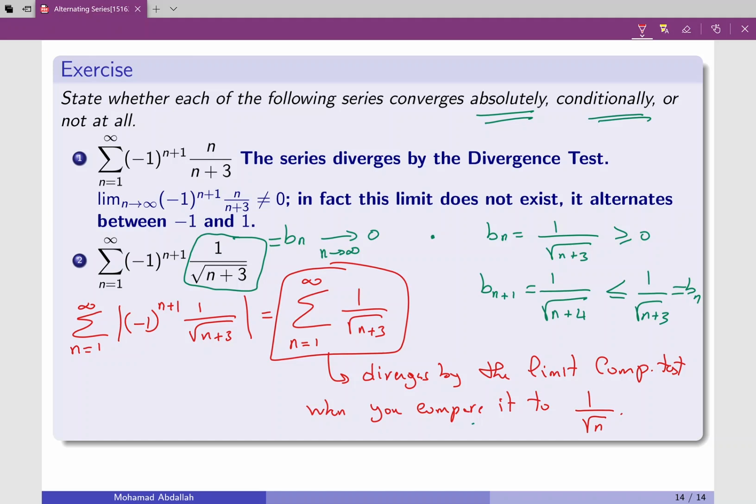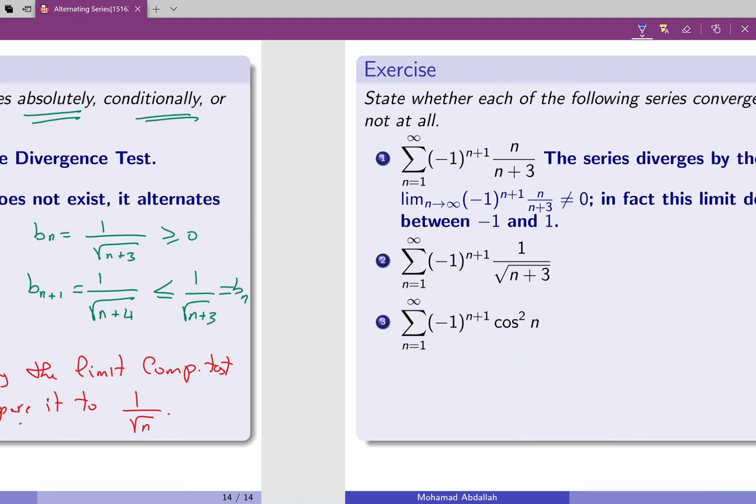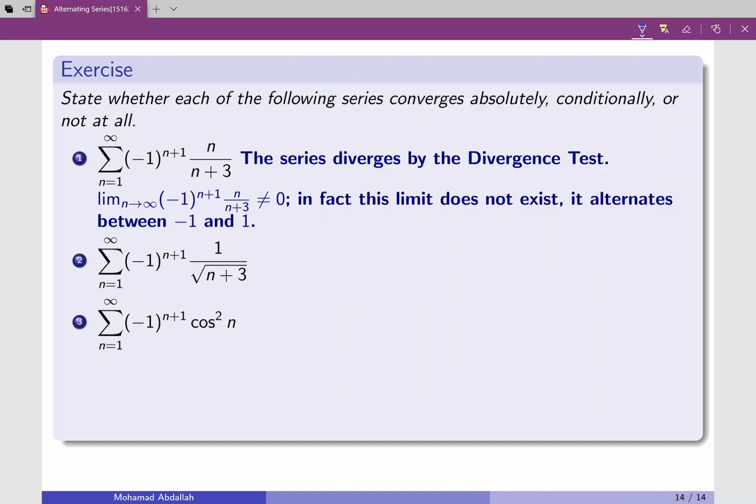So what do we conclude here? For this one, we showed that it's convergent. We showed that it's not absolutely convergent. So as a result, it's conditionally convergent. Because it was convergent using the alternating series test, it's divergent if you use the limit comparison test and you compare it with 1 over radical n.